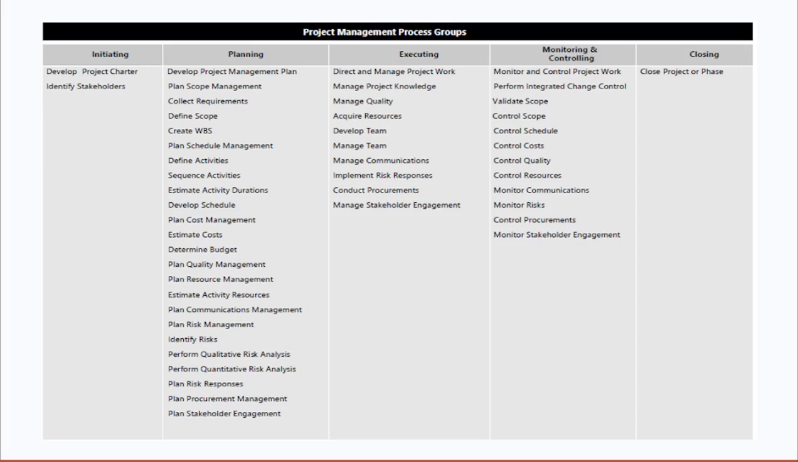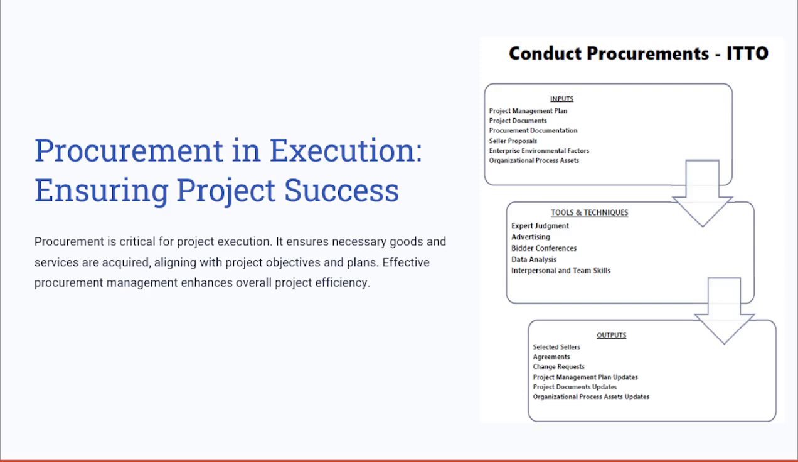The next process that we are going to cover after we finished implementing risk responses, now it's the time to conduct the procurement. Procurement is a critical aspect of project execution, involving the acquisition of goods and services to meet the project needs. Procurement ensures the project has the necessary goods and services, ensuring alignment with the project objectives and the procurement plan. Effective procurement management enhances the project efficiency.